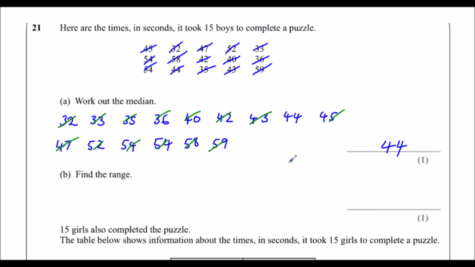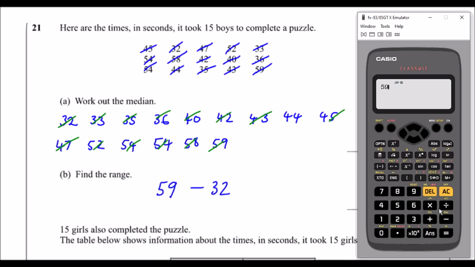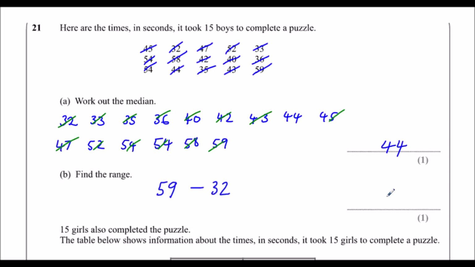Find the range. The range is the biggest number take away the smallest number. So 59 is the biggest, 32 is the smallest. So 59 take away 32 is 27.